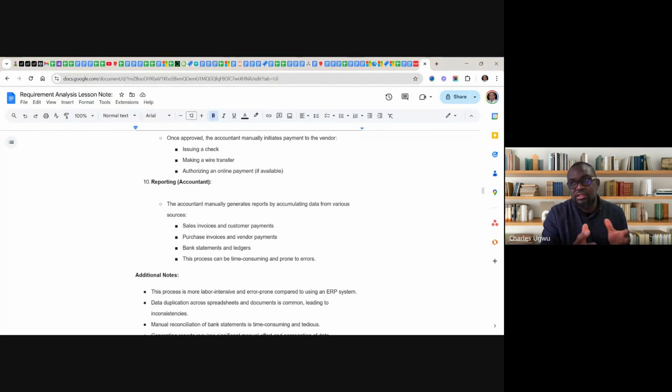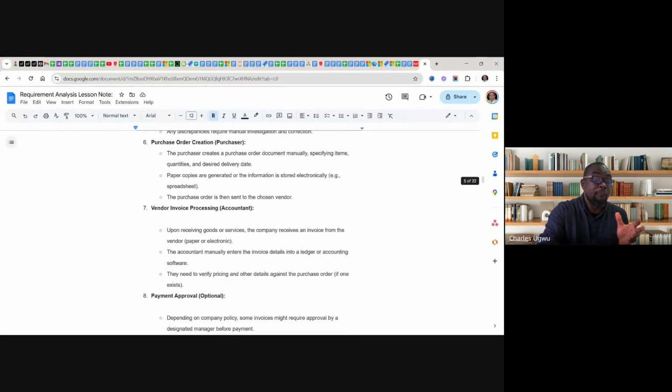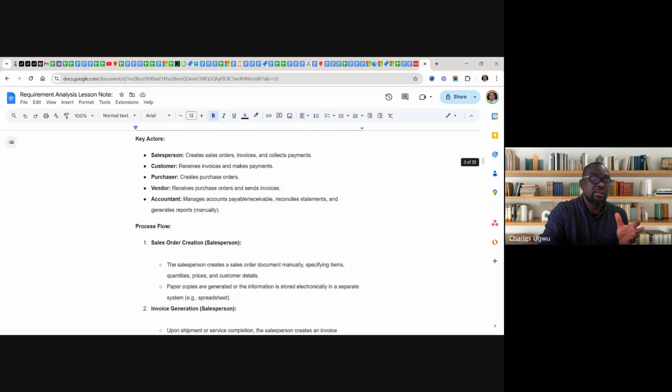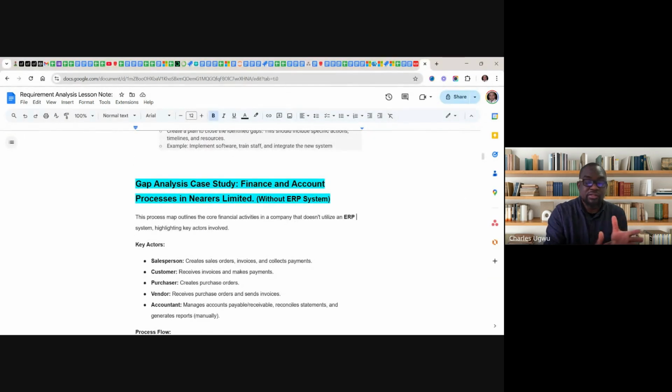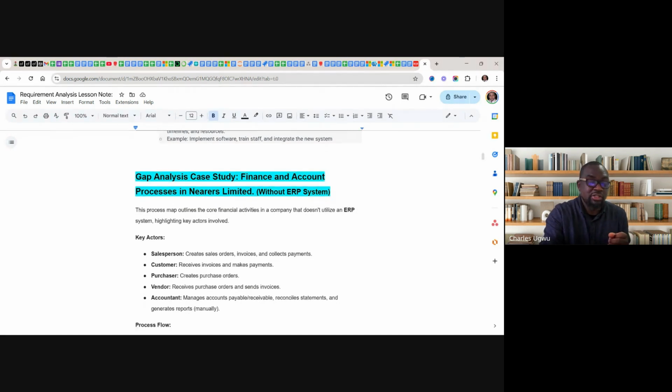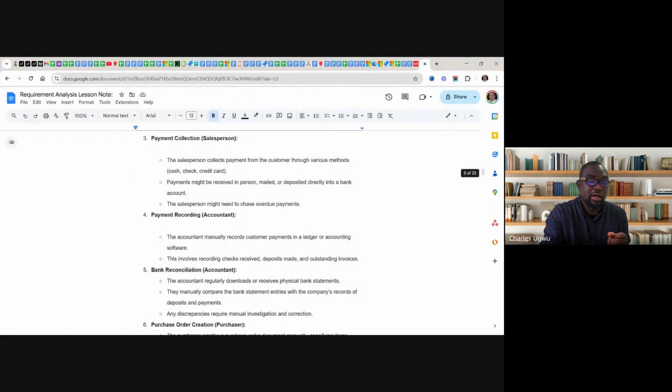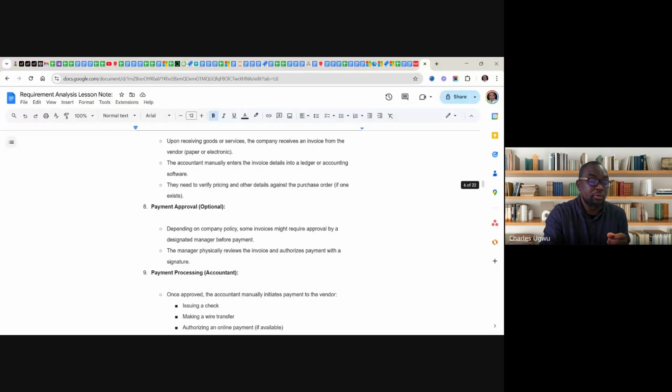So this is the current process in a situation where this company, called Neras, doesn't have an ERP system. So all these things are manual handling. And you can see it's a lot. And this kind of system is prone to a lot of errors.